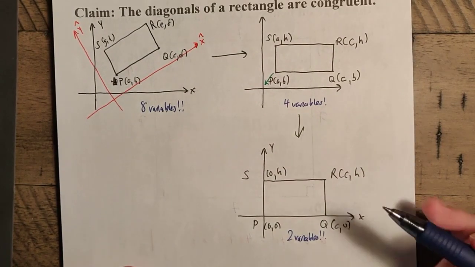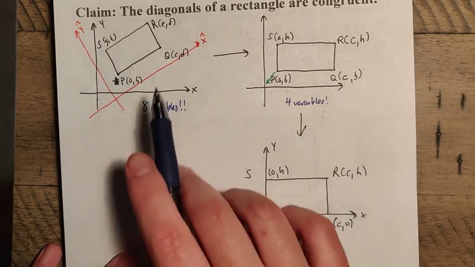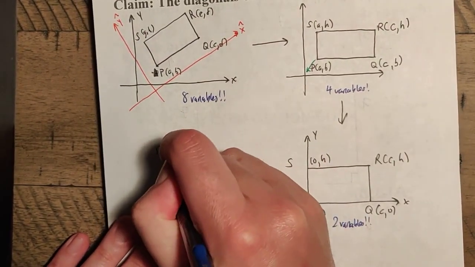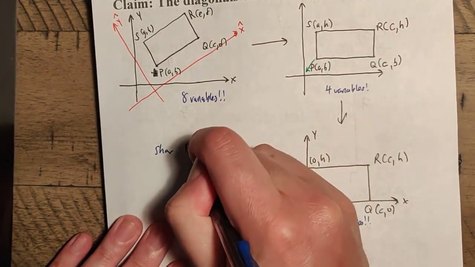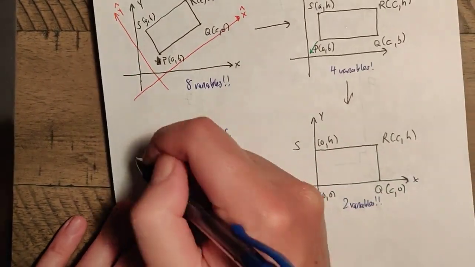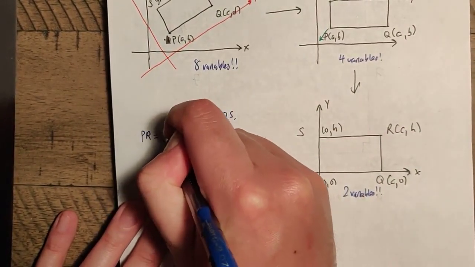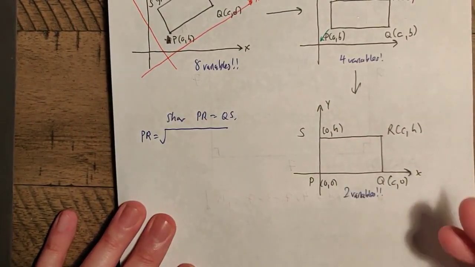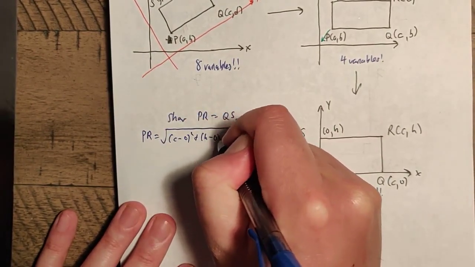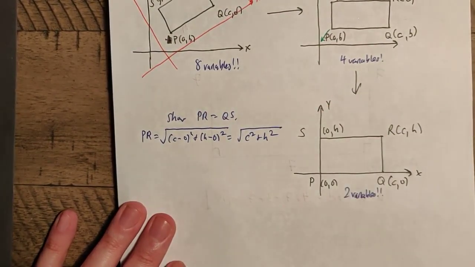Okay, now that we've set it up here, we can go ahead and actually do this. We want to show the diagonals of a rectangle are congruent, so we're going to go ahead and write this out here. In this case, I have to show that PR equals QS, right? So now we can go ahead and calculate this. So let's look at our picture. PR here is going to be the square root of C minus 0 squared plus H minus 0 squared. And that's going to be the square root of C squared plus H squared. And that's what we want to see here.